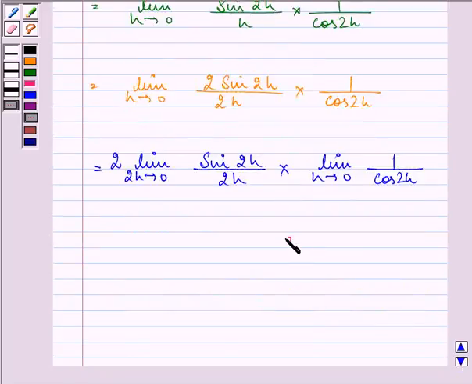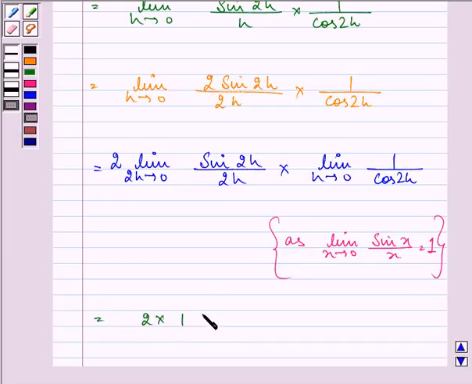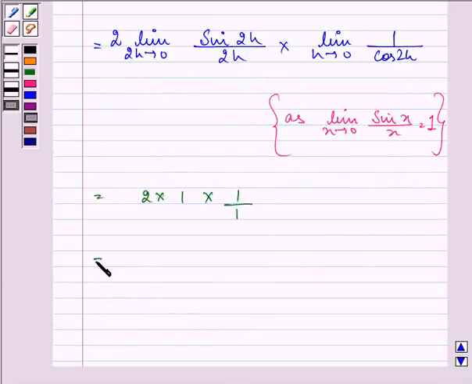Now, here, as we know that limit x approaches 0, the value of sine x over x is equal to 1. On using this key idea, we have over here 2 into 1 into 1 over 1. That is further equal to 2. So, the answer to the question is 2, that is the value of the limit when x approaches pi by 2 of tan 2x upon x minus pi by 2.